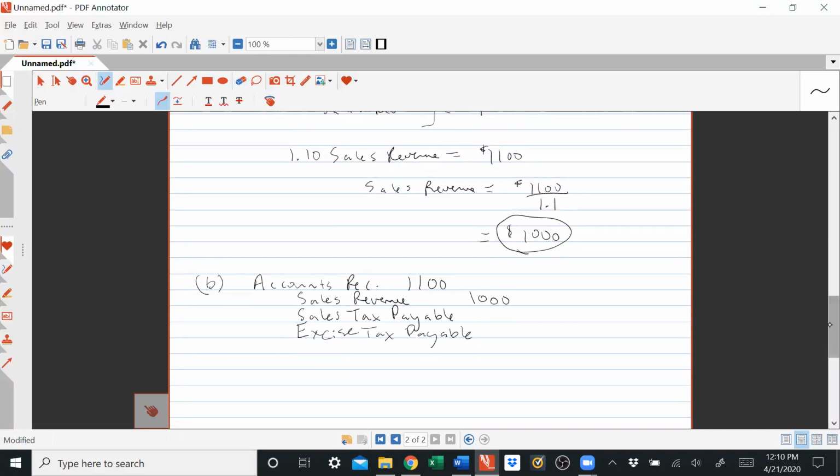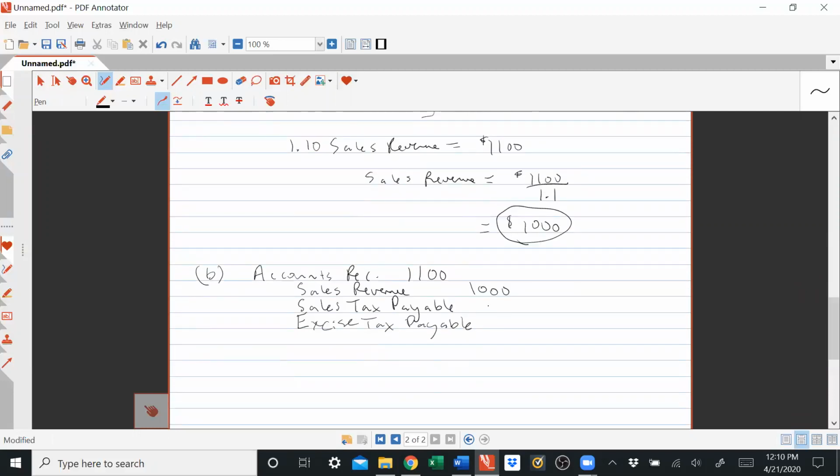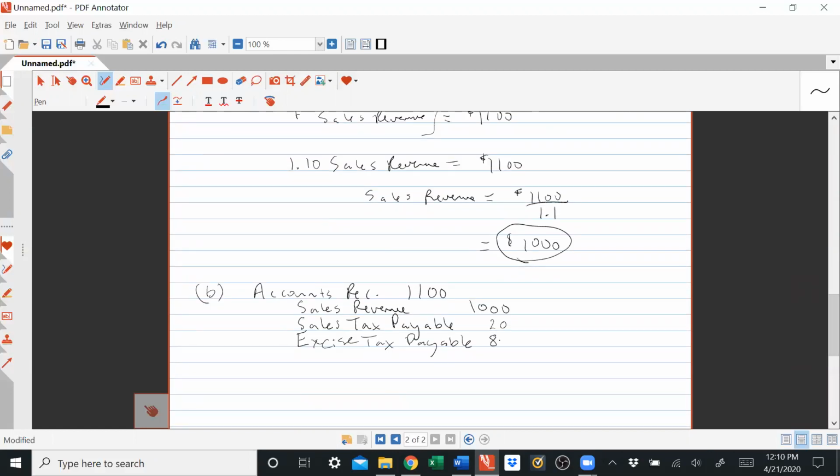How much is the sales tax payable? It's 0.02 of sales revenue, right? This is the sales tax. And this was the excise tax. So 0.02 of 1,000 is what? 20. And then 0.08 of 1,000 is what we owe for excise taxes. So there we go. The debits and the credits equal. That's the answer to part B. Just remember, these amounts we collect from the customer, but we have to turn around and give them to some governing body.